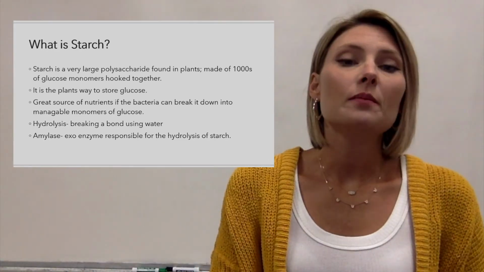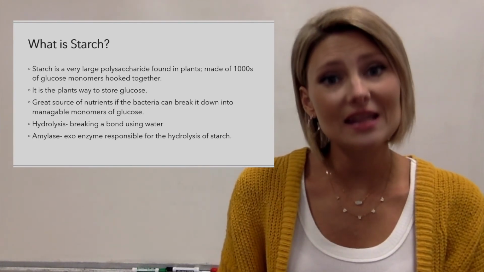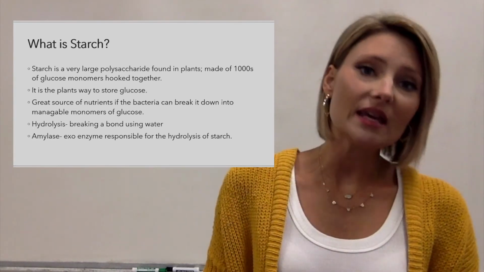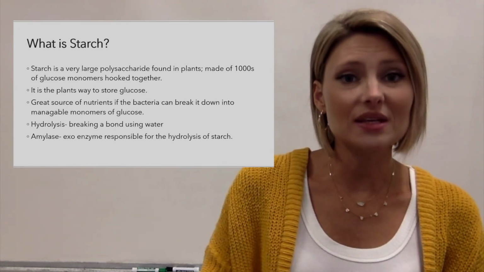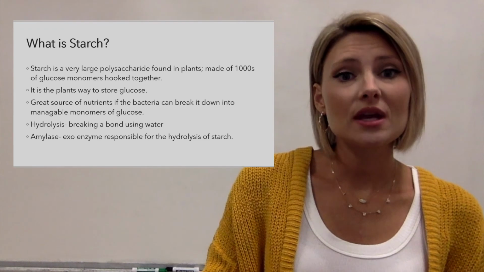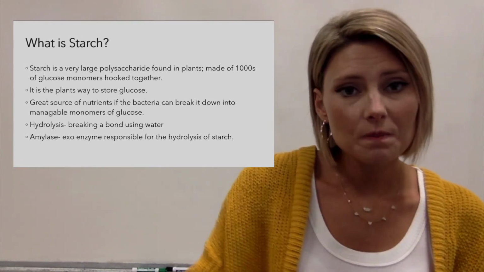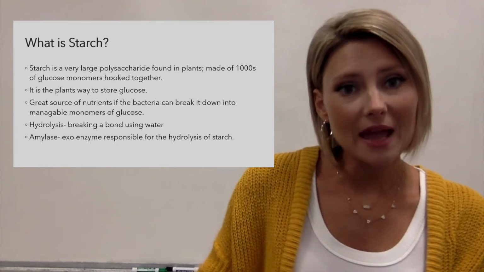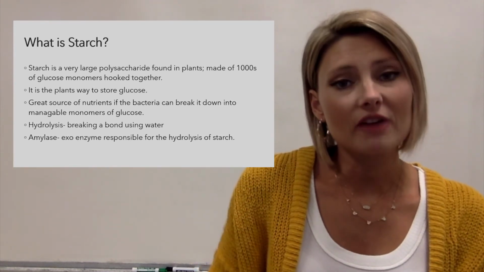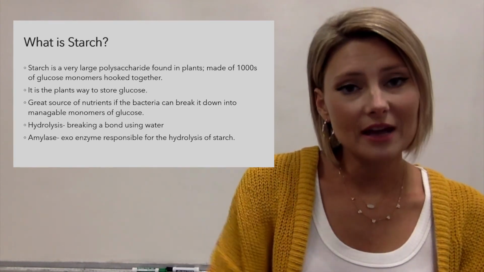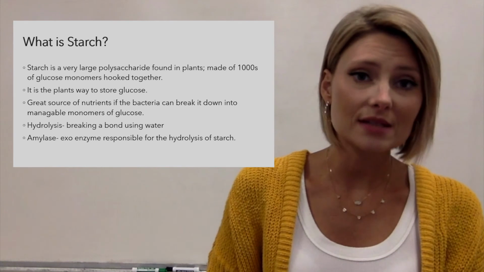So the bacteria produces an enzyme that is assisting in this hydrolysis. The enzyme is called amylase, and it is an exoenzyme. So it's an enzyme that is produced outside. It's made and then brought outside of the cell. That enzyme breaks those bonds in the polysaccharide and starch to break it down into the smaller monomers, and then that glucose can be brought into the cell and utilized.